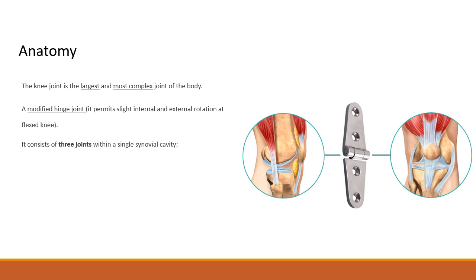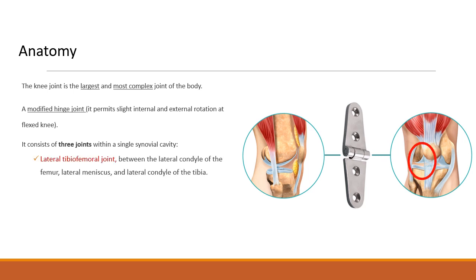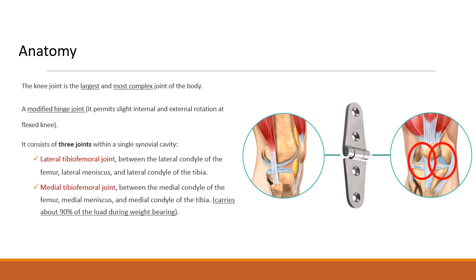So the joint itself consists of three parts or three joints. The lateral tibiofemoral joint, between the lateral femoral condyle and the lateral aspect of the tibial plateau. The medial tibiofemoral joint, between the medial femoral condyle and the tibial plateau, and it carries most of the weight. 90% of the weight is borne on the medial aspect of the knee joint, as it is closer to the weight-bearing axis. And the small patellofemoral joint between the undersurface of the patella and the trochlea on the femur.